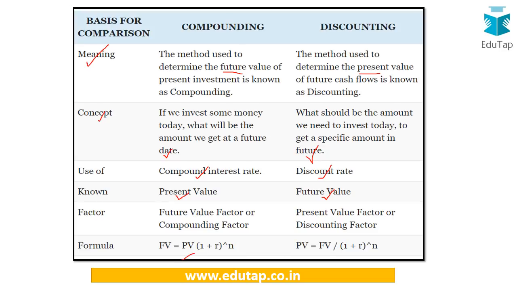So in compounding, we are trying to find the future value, and the formula we use here is present value times (1 plus r) to the power n. And in discounting, we have to find the present value from the future value, and this formula is future value divided by (1 plus r) to the power n.